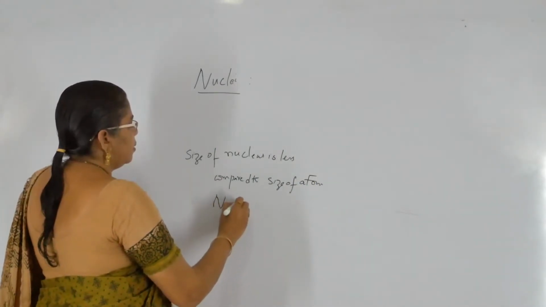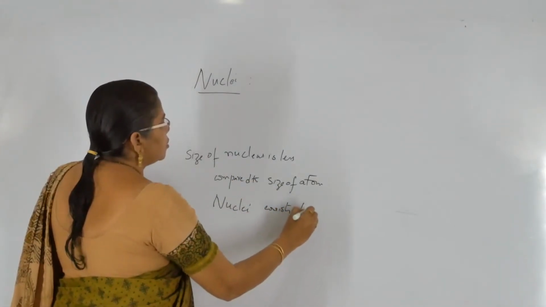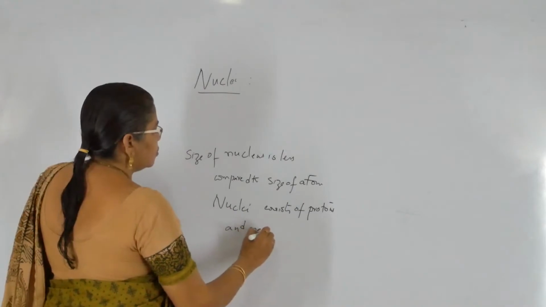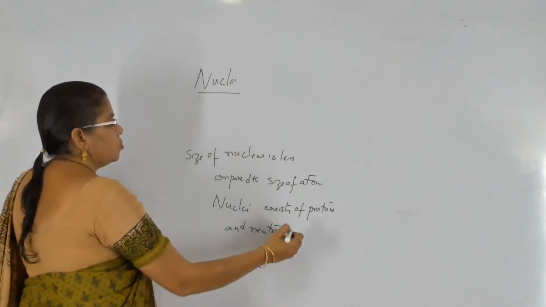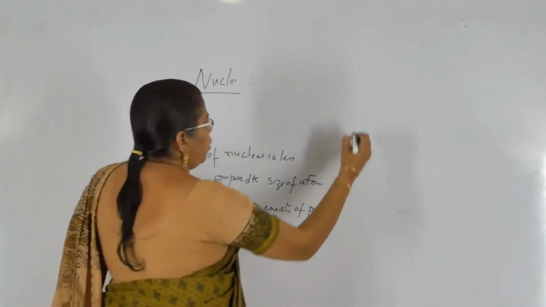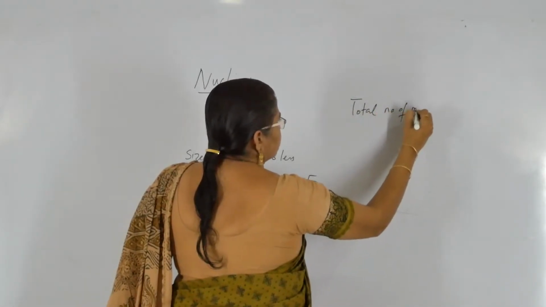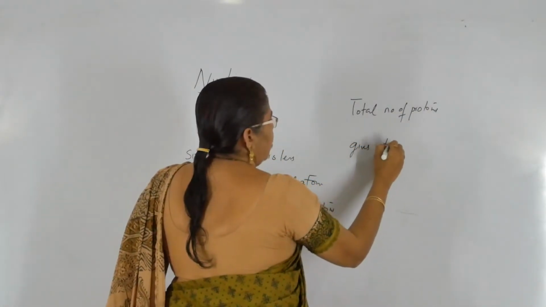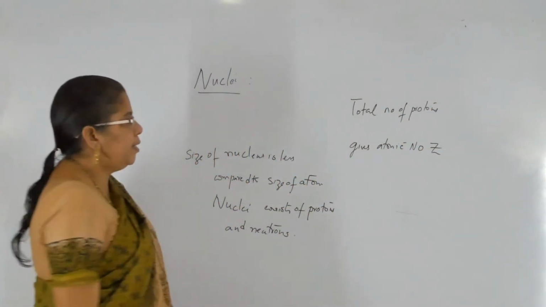Nuclei consist of protons and neutrons. So protons and neutrons are there in the nucleus. The total number of protons gives the atomic number Z, atomic number Z for that particular atom.